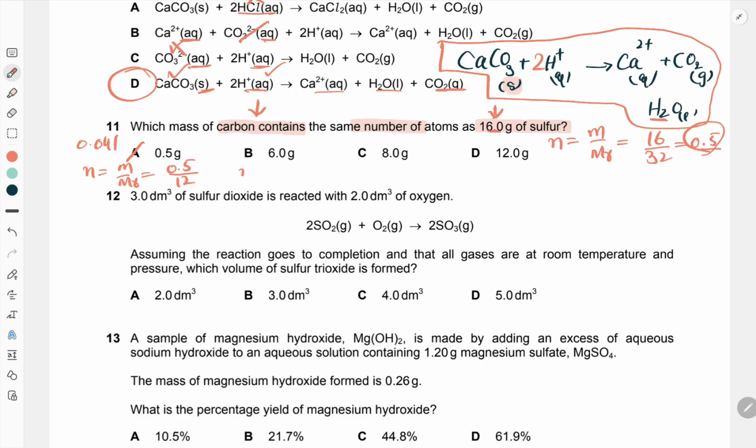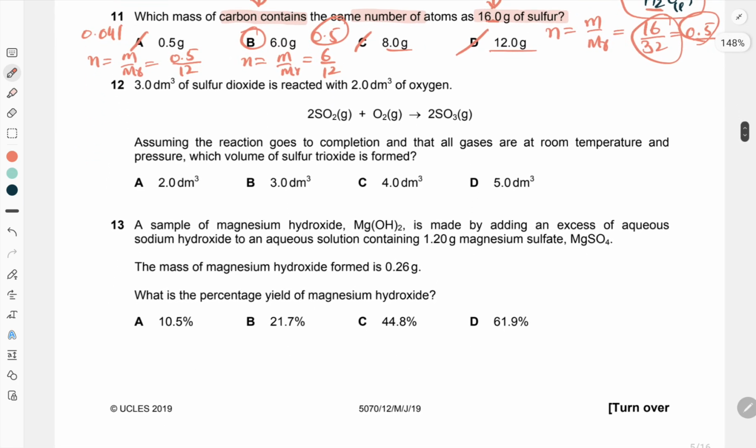The second option is 6. I think this is correct because mass is 6 gram and Mr is 12, so the number of moles is 0.5. So this 6 gram of carbon contains the same number of moles as present in 16 gram of sulfur. Therefore B is the correct answer. C and D are incorrect because they give different values of moles.